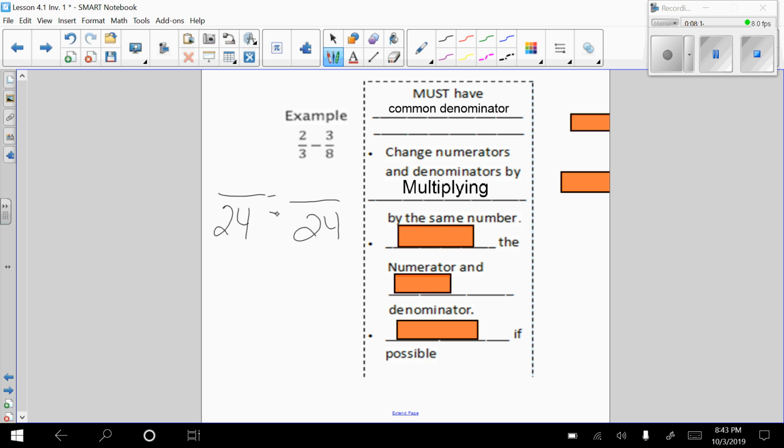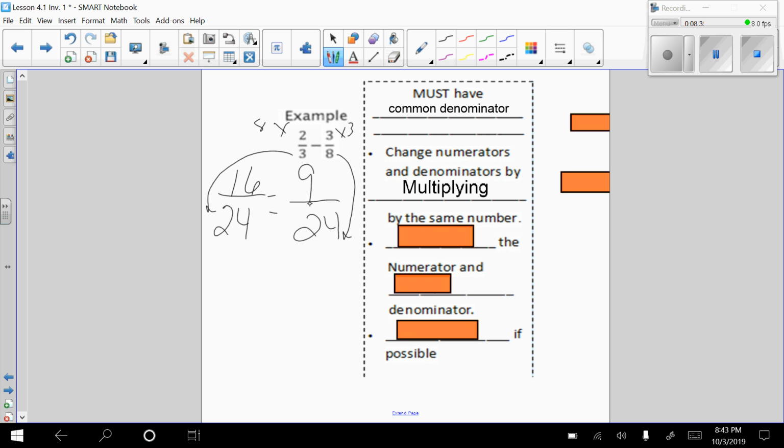Then ask yourself, what did you do to 3 to get to 24? Well, I multiplied that by 8. I have to do the same thing on top. 2 times 8 gets me 16. Again, what did you do to 8 to get to 24? I multiplied by 3. I need to do the same thing to the top. 3 times 3 is 9.